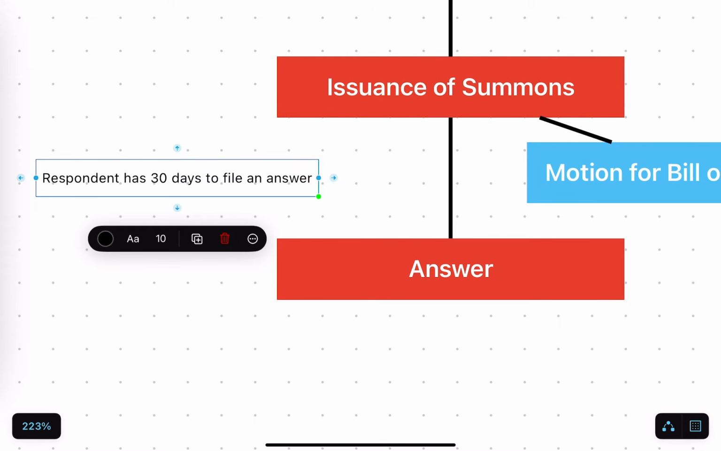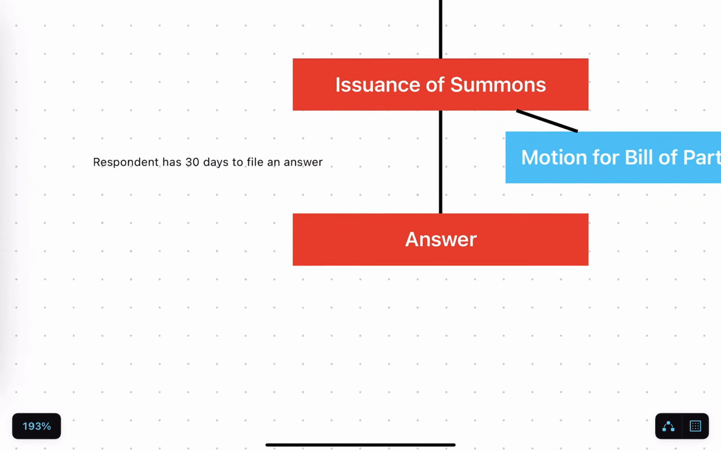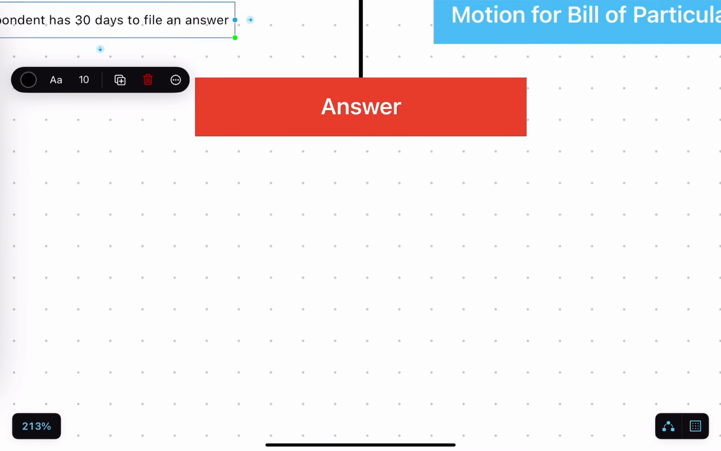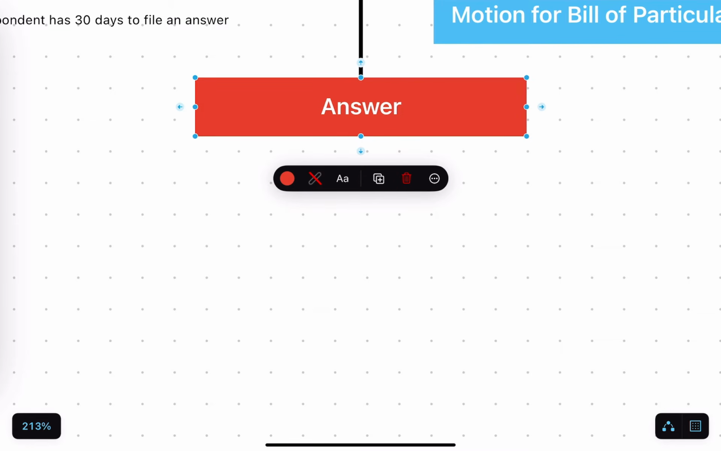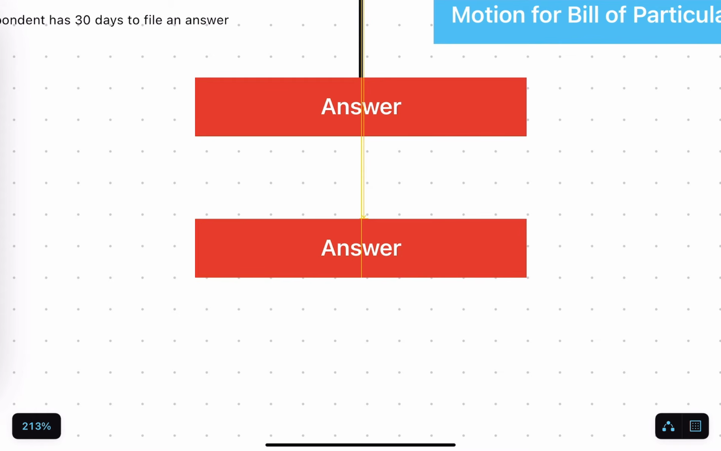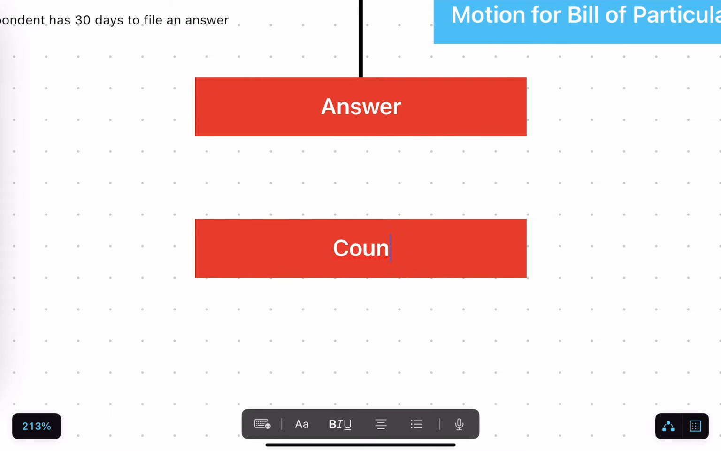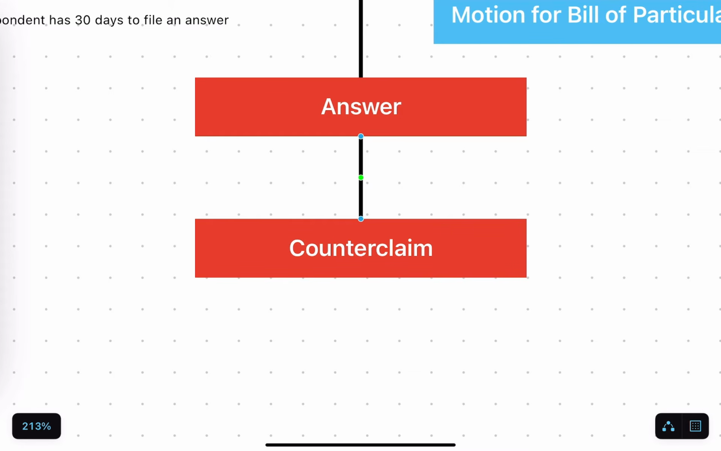So once he has filed an answer, the respondent can now also include, or attach sa kanyang answer, what? A counterclaim. Okay? A counterclaim is one where a person has a cause of action as to the others. Okay? As to the petitioner or the complainant.